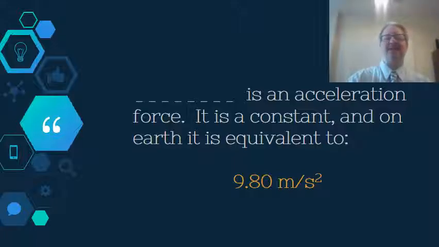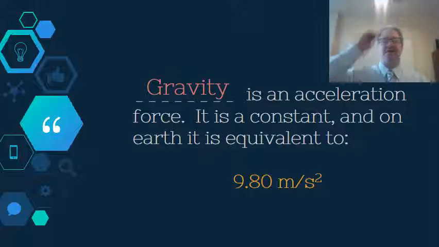Okay, so blank is an acceleration force. It's a constant, and on Earth it's equivalent to 9.80 meters per second squared. Does anybody know what this acceleration force is? We've talked about this force before. One of the first forces formed in the universe, we think. It is gravity. So if you said gravity, you were correct. You can make sure you populate that on your worksheet. You will encounter gravity as an acceleration force at some point in some question somewhere. You just have to remember that if gravity is the force acting upon it, then acceleration is equal to 9.8 meters per second squared.